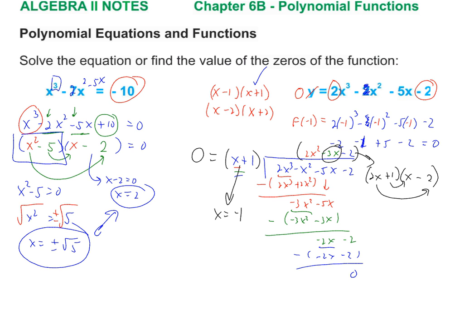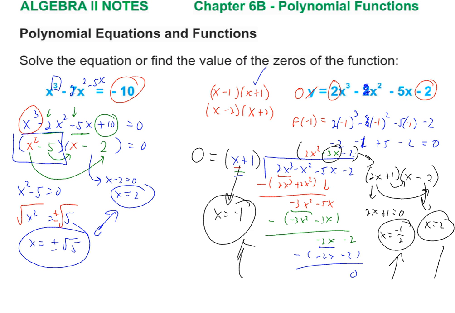Hey, there it is. Okay, so remember, 2x plus 1 equals 0. Move the 1 to the other side, divide by 2. X equals negative a half, second zero. And from this one, x equals 2, third zero. So 1, 2, 3, 3 zeros. And by the way, if I was going to graph this, I would then say, okay, I got a zero there, zero there, zero there, and I'd go from there. I'll show you that at the end.